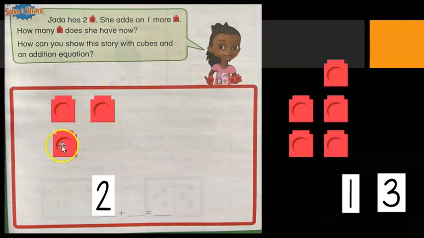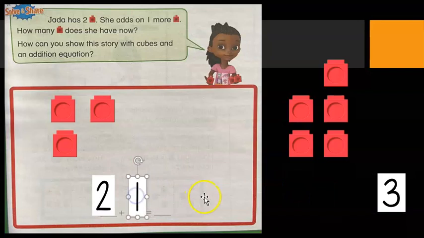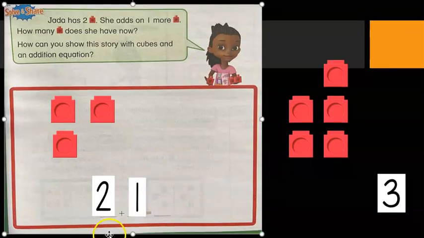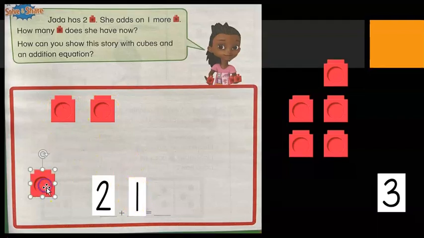What number was this? This represented what? 1. Okay, so we put that here. You see that now? There's our addition equation coming up. So we have here, first graders, 2 plus 1 equals, and then we put our answer here. See, this 2 represents 1, 2. These cubes up here, this 1 represents this cube that's by itself.